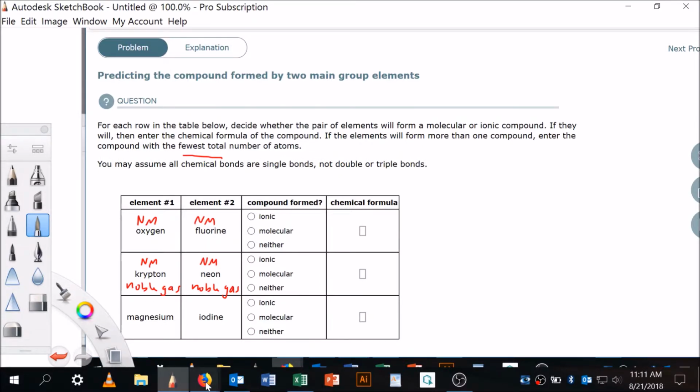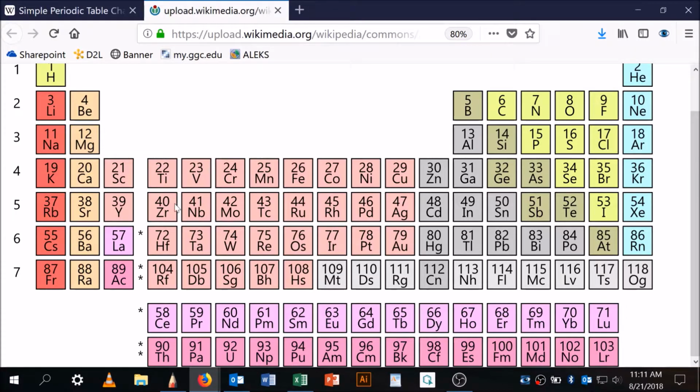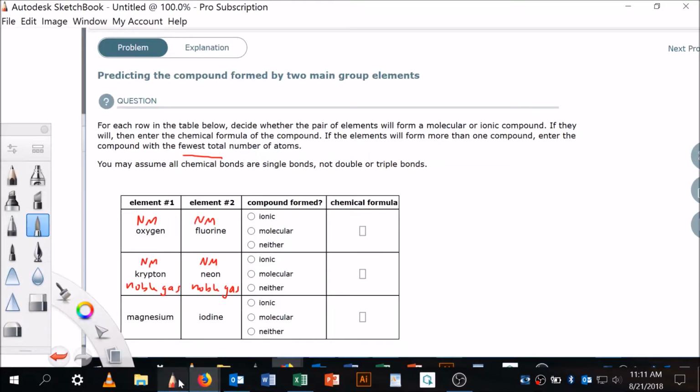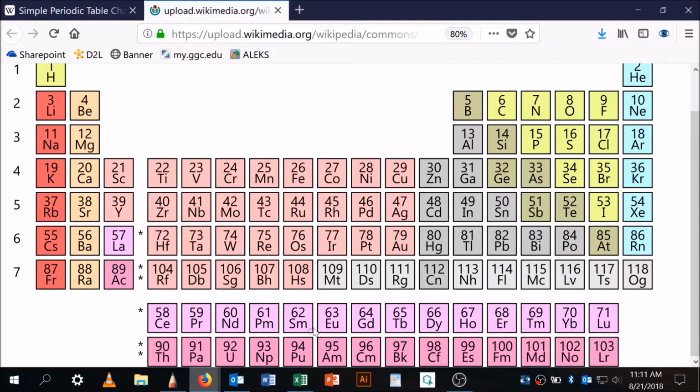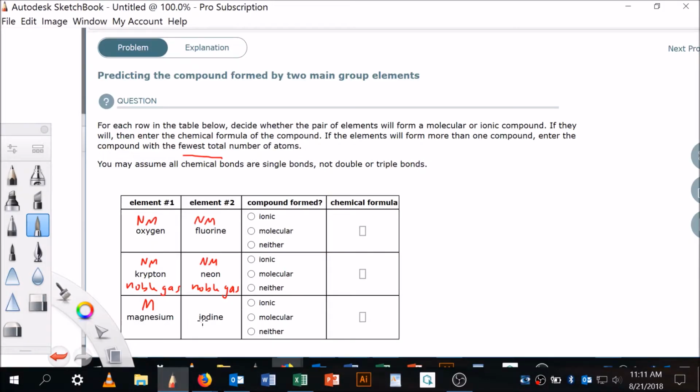And then magnesium, which is here. Boom, there's magnesium, right? Can you see it? And then what was the other? That's a metal. And then what's the other one? Iodine. Here's iodine right here. Okay? So let's go back over here. That's a non-metal. Okay, so that's the first thing we're going to do.